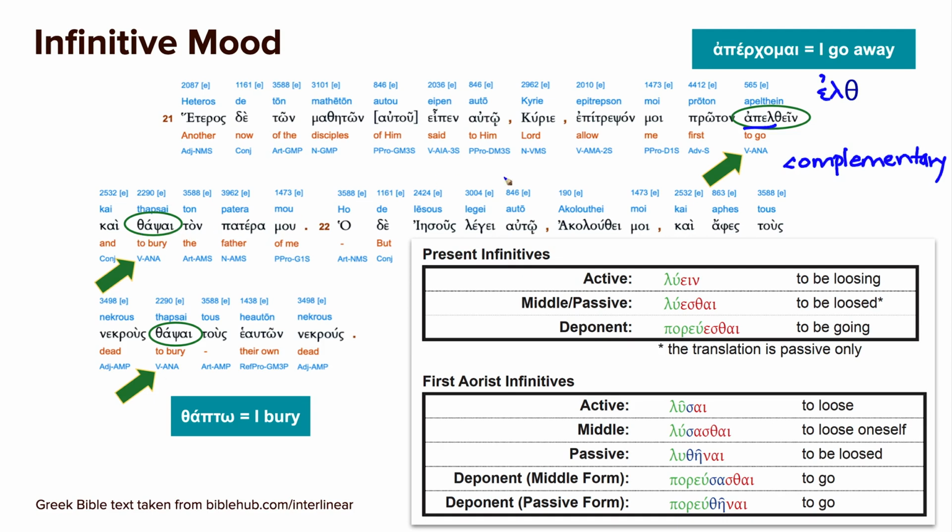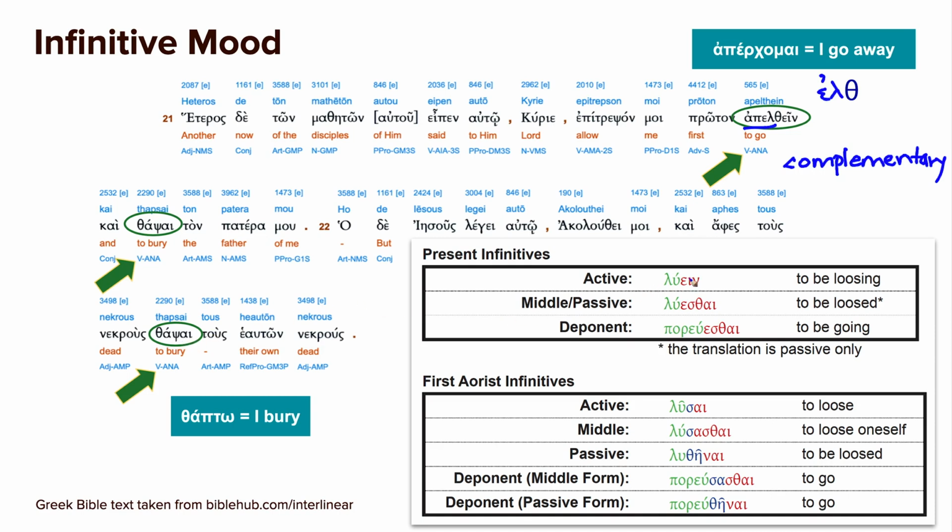So thapsai, so allow me to go. And this is part of the complementary infinitive, to bury, thapsai. And then here, Jesus says, let the dead bury their own dead. So basically, it's not important during this life to do anything except follow me.